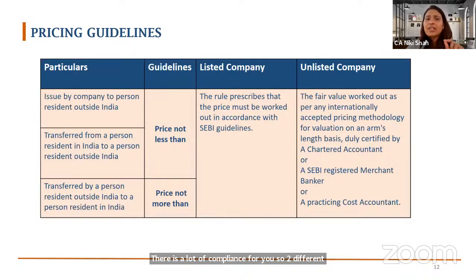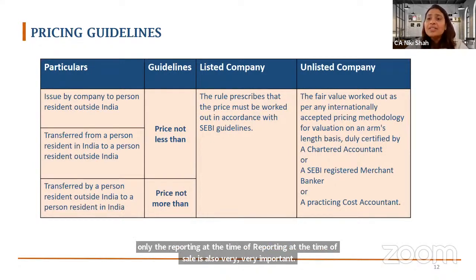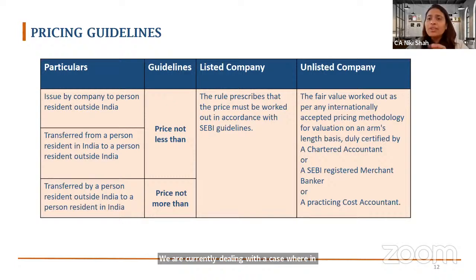The third important thing here is not only the reporting at the time of receipt, reporting at the time of sale is also very, very important. We are currently dealing with a case wherein a listed entity has issued ESOP to its foreign employees, and whenever the sale is done by the foreign employees, no reporting is done. A lot of consultants are not aware that when the shares are sold by an NR, even if the shares are of a listed entity, there is a reporting that needs to be done in form FCTRS, which is not done.